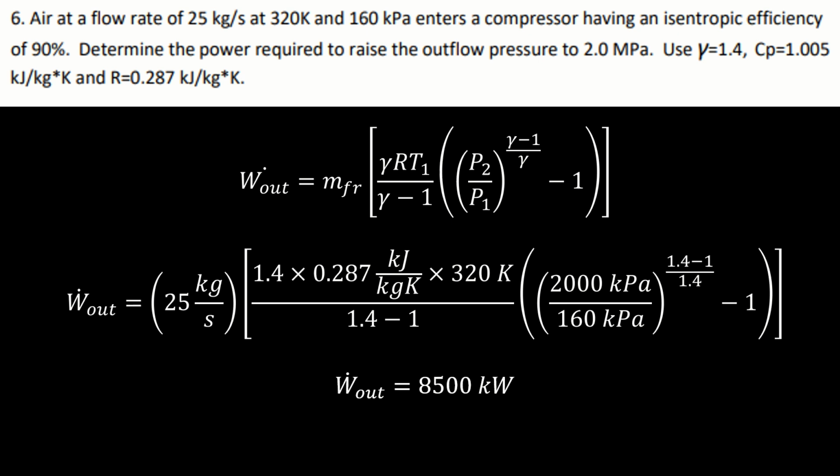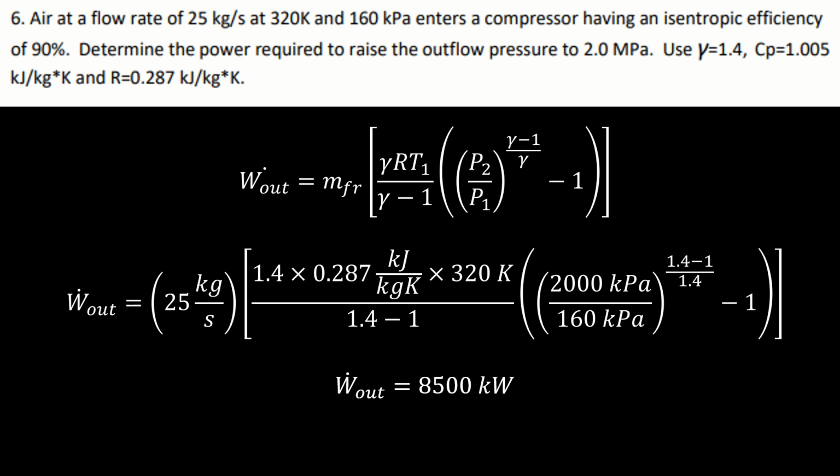For our last question, air at a flow rate of 25 kilograms per second at 320 Kelvin and 160 kilopascals enters a compressor having an isentropic efficiency of 90%. Determine the power required to raise the outflow pressure to 2 megapascals, and if necessary, gamma is 1.4, isobaric specific heat capacity is 1.005 kilojoules per kilogram Kelvin, and our gas constant is 0.287 kilojoules per kilogram Kelvin.